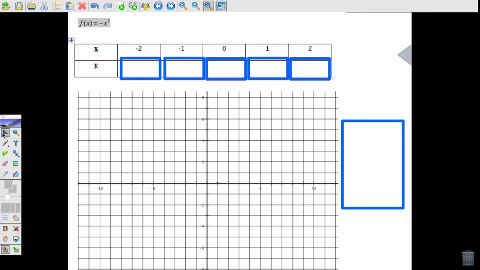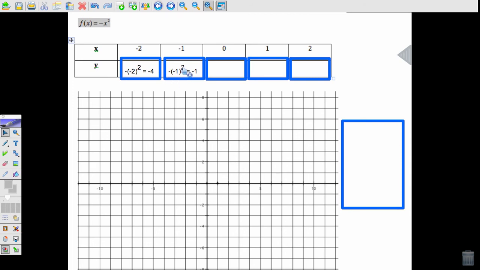All right, moving on, we can see we've got f of x equals negative x squared. Okay, we're going to do the same thing. It becomes pretty repetitive. Just got to watch that negative sign here. So we're going to take the negative of negative 2 squared. So negative 2 squared is positive 4. We're going to take the opposite of that, negative. So it gives us negative 4. So there's our point, negative 2, negative 4.